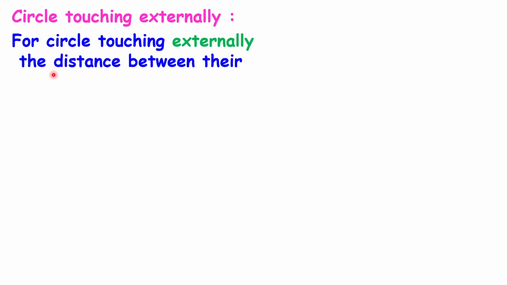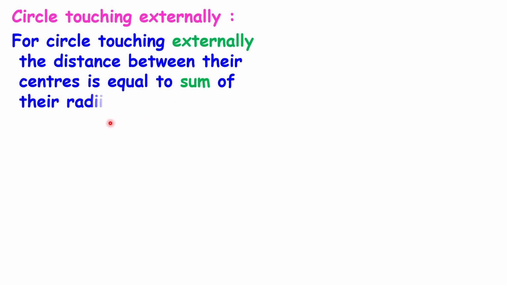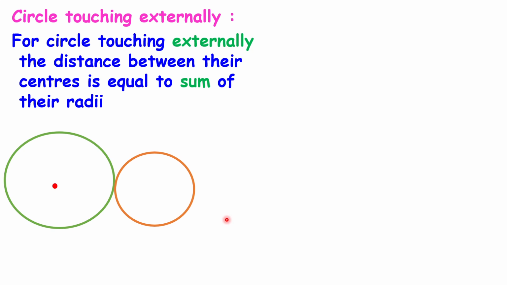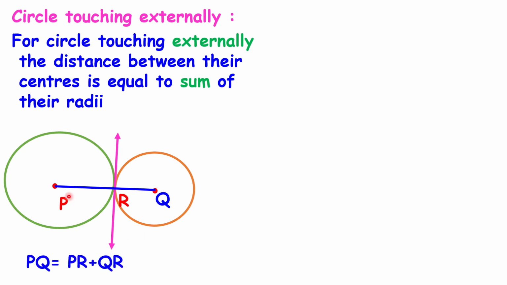Circles touching externally. For circles touching externally, the distance between their centers is equal to the sum of their radii. Here, the circle with center P and the circle with center Q touch externally at point R. Therefore, the points P, R and Q are collinear. And here the point R is between points P and Q. Therefore, the betweenness property P-R-Q occurs. Therefore, the longest distance PQ is equal to the first shortest distance PR plus the other shortest distance QR.